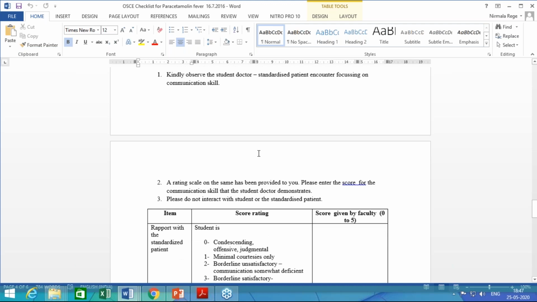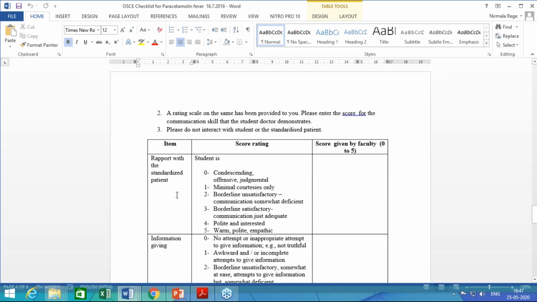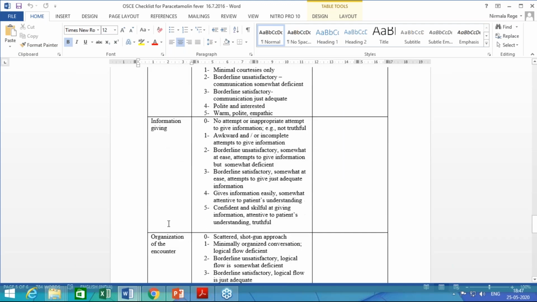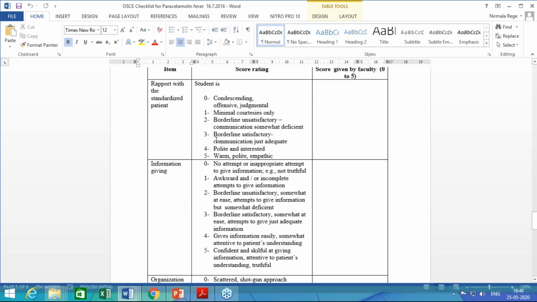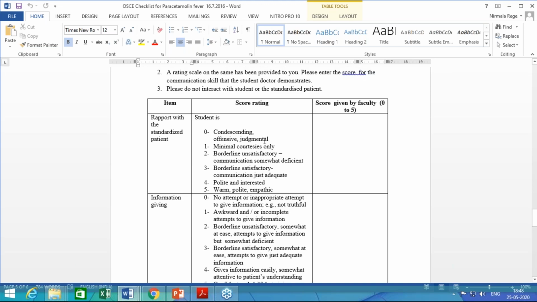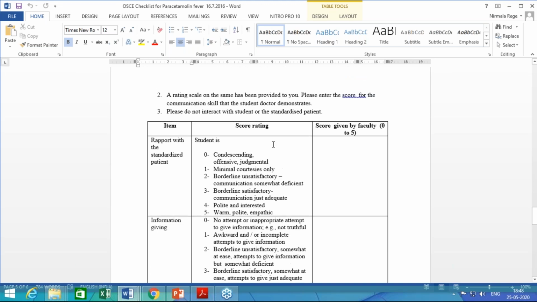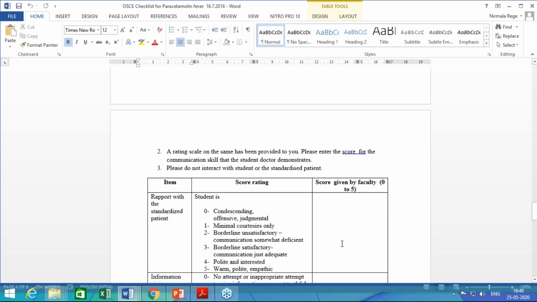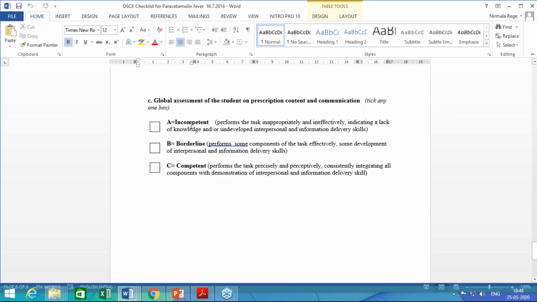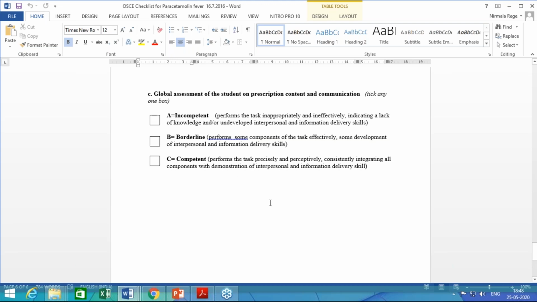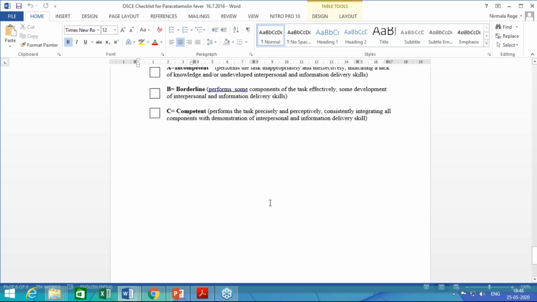The other scoring system, as I told you, is regarding the quality, rapport, information giving and organization. We gave them a different scale from 0 to 5, a Likert scale, and we told them to rate it and put it in this particular one. And regarding the global assessment, it was incompetent, borderline, and competent. So these are the 3 things which the assessor is supposed to do.